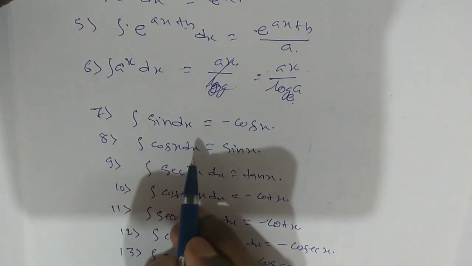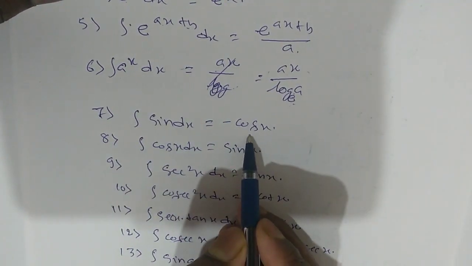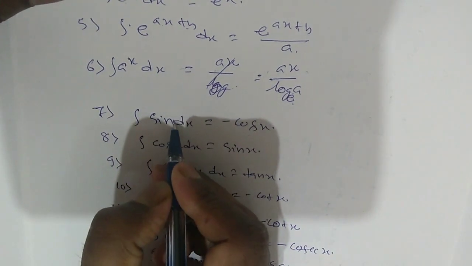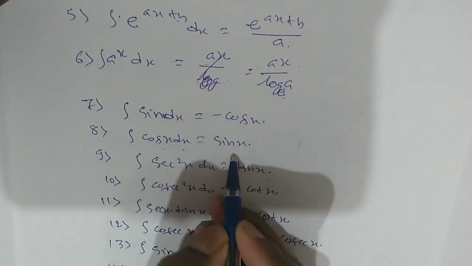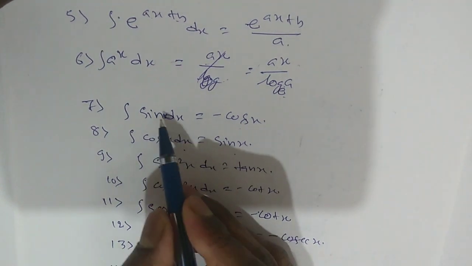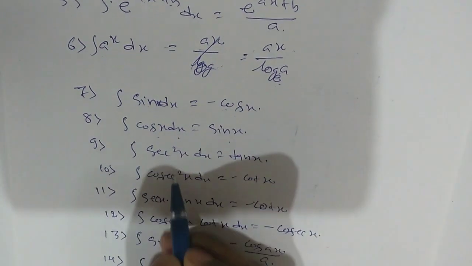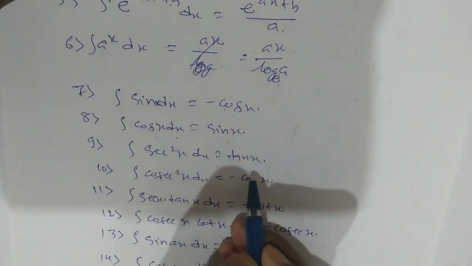Now the trigonometric integrals: integration of sin x dx is minus cos x. Here the minus sign is hidden. Integration of cos x dx is sin x. In case of differentiation, we write plus here, but in case of integration, we write minus here. So always remember. Integration of sec square x dx is tan x.